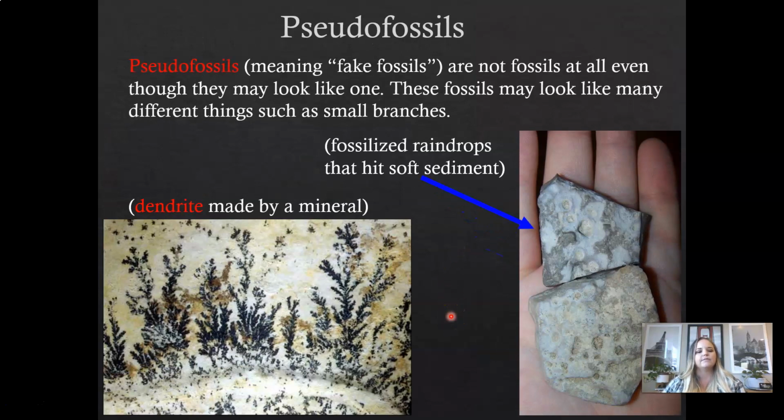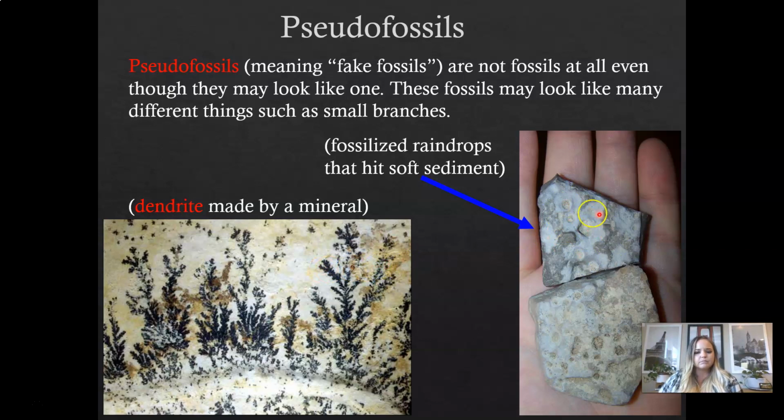Okay, so then we have something called pseudofossils, which are the fake fossils, and they're not necessarily fossils as you would think they would be, but they might look something like branches, like this one down here. It looks like it's branches, but this is actually a dendrite made by a mineral. So these are not necessarily leaves of a plant or a tree or something like that.